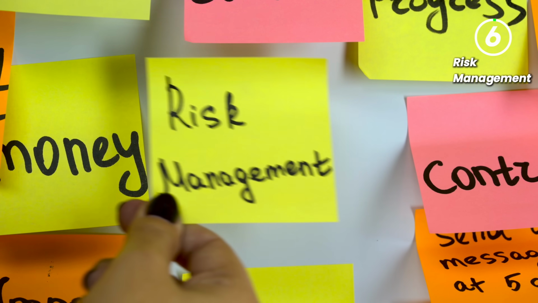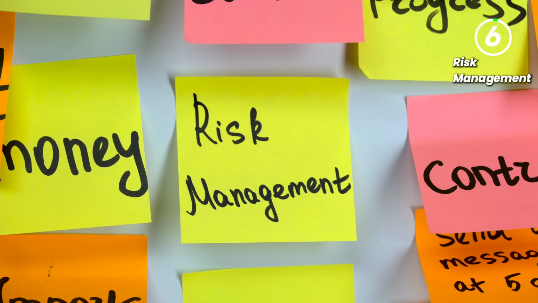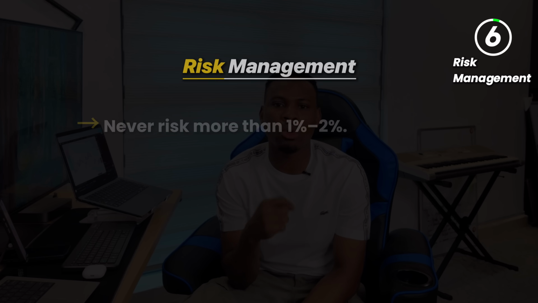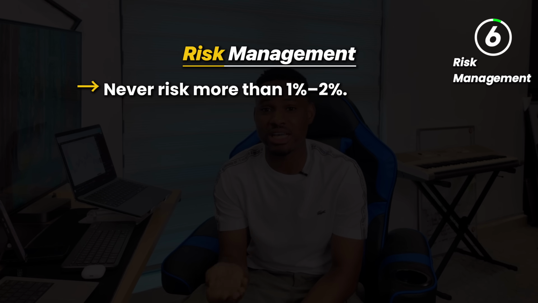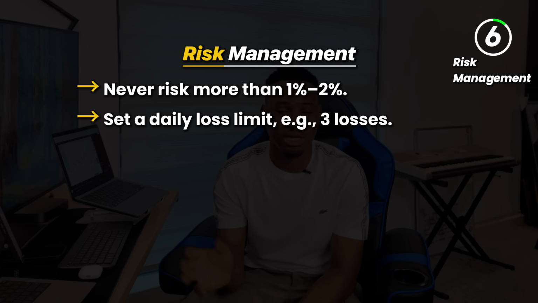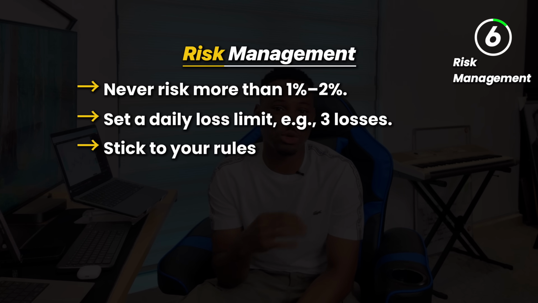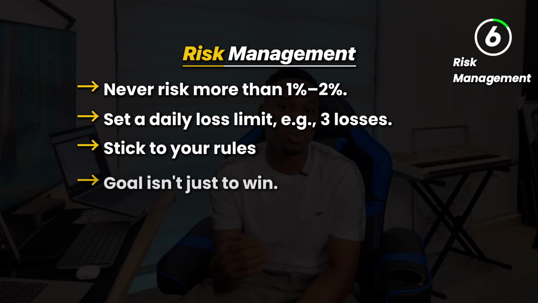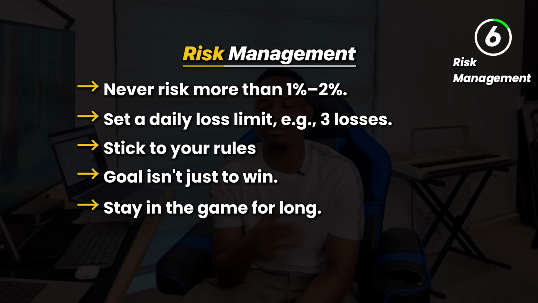Step 6, risk management rules. Even the best strategy is trash without risk management. Never risk more than 1 to 2% per trade, depending on your account size. I'm going to break everything down to you right now. Set a daily loss limit, for example 3 losses, and you stop for the day. And stick to your rules. No revenge trades. The goal isn't just to win, it's to stay in the game for long.